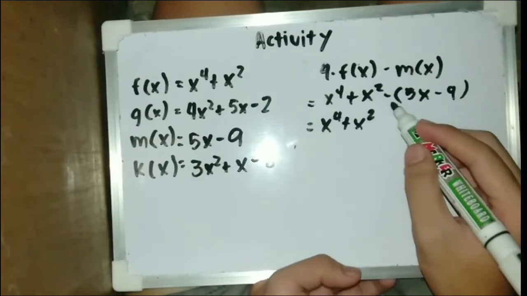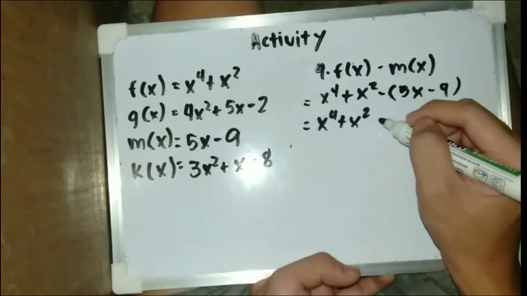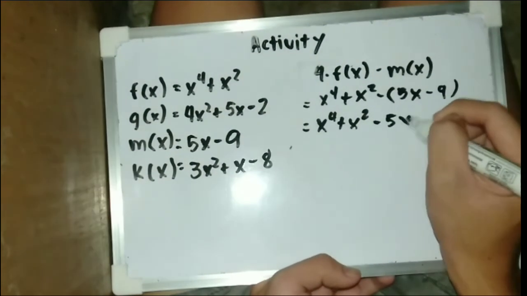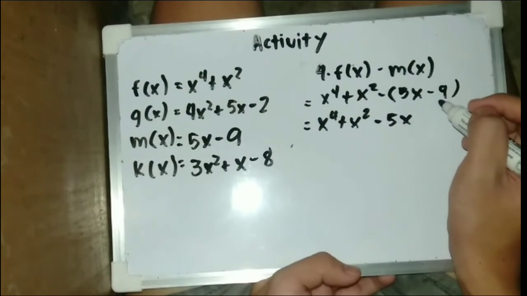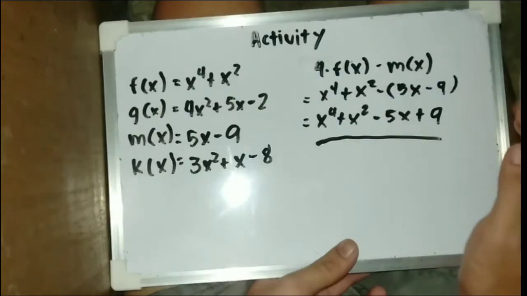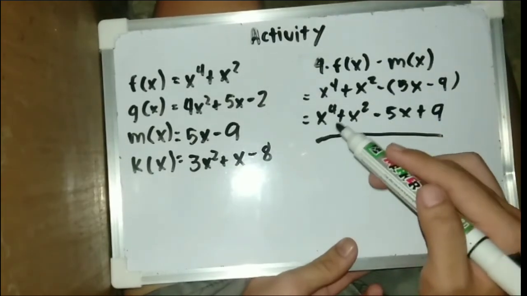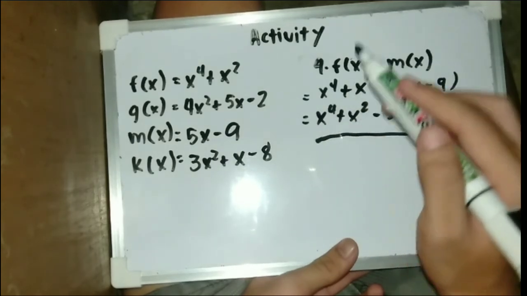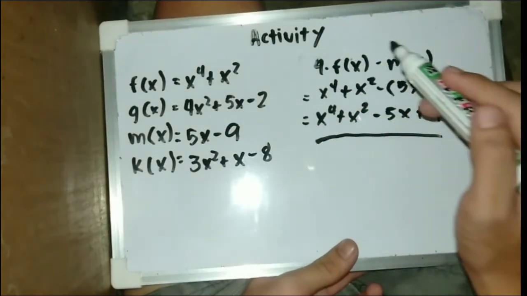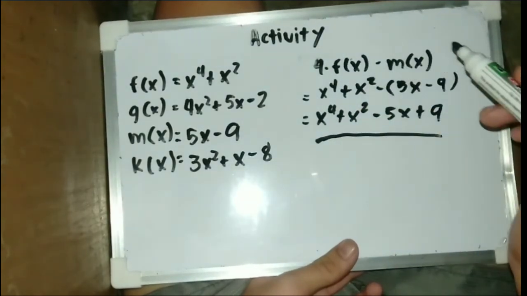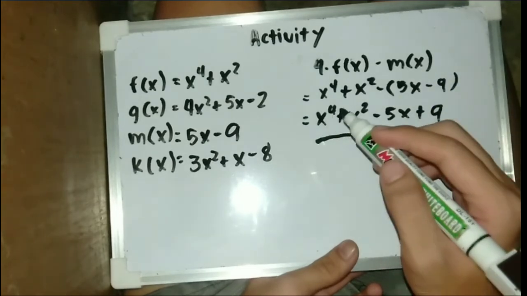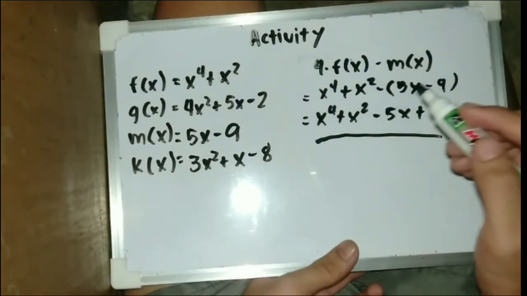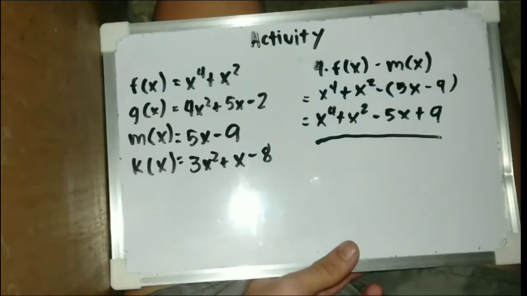Then, negative times positive 5x is equals to negative 5x. Negative times negative 9x is positive 9x. So, since wala pong ka-like term yung mga term natin dito, ito na po yung final answer natin. So, problem number 4, f of x minus m of x is equals to x raised to the 4th power plus x squared minus 5x plus 9.